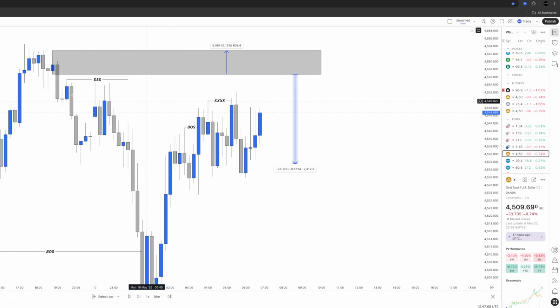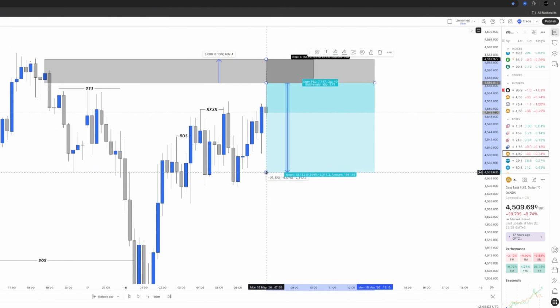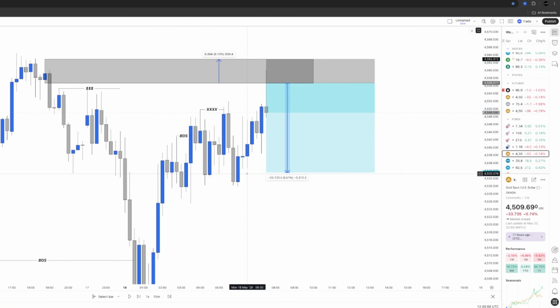Wow. So now look at this. Let me show you something. Now the market is going to take out the liquidity and fill the imbalance. Good. Now the market has taken out the liquidity, filled the imbalance. So where are we heading to? We're heading to the low zone so that we can take our trade. So we are looking for 230 pips. Wow, 230 pips. So imagine you taking that trade.